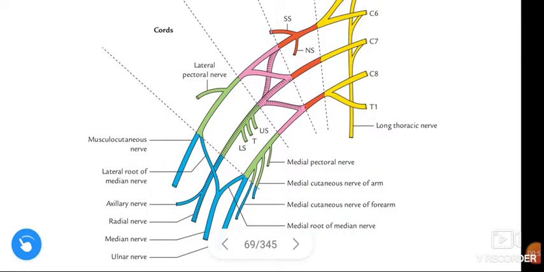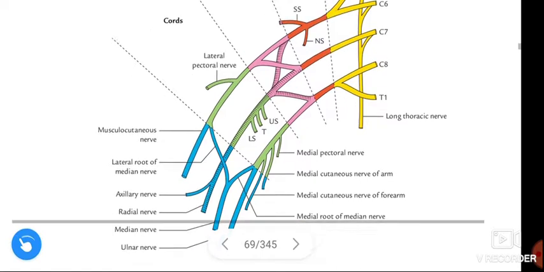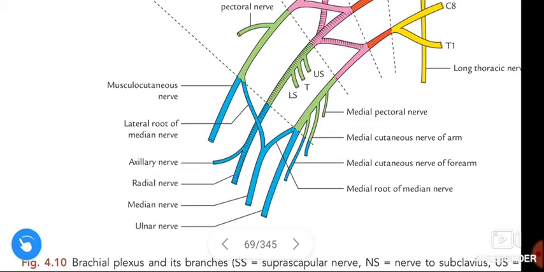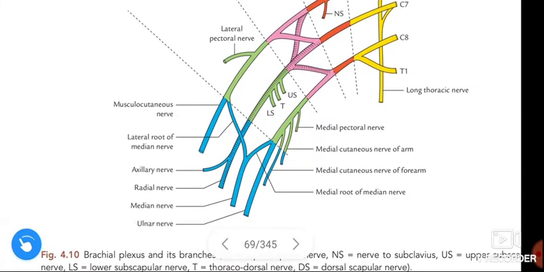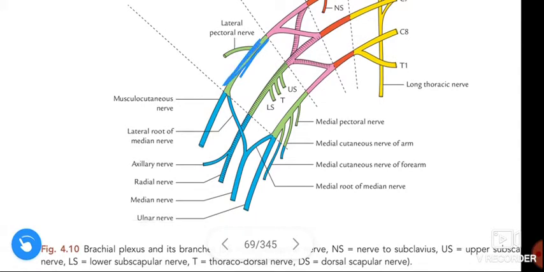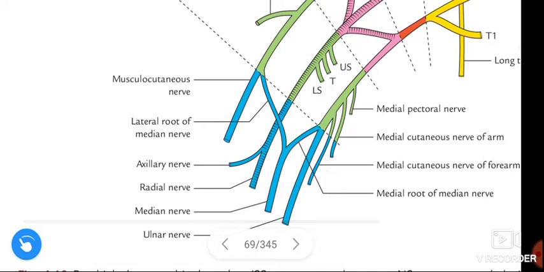See this figure. This is the figure of the brachial plexus and the branches of the brachial plexus. This is the axillary nerve. Axillary nerve arises from the posterior cord of the brachial plexus. This is the lateral cord, medial cord, and this is the posterior cord, and the axillary nerve arises from the posterior cord.